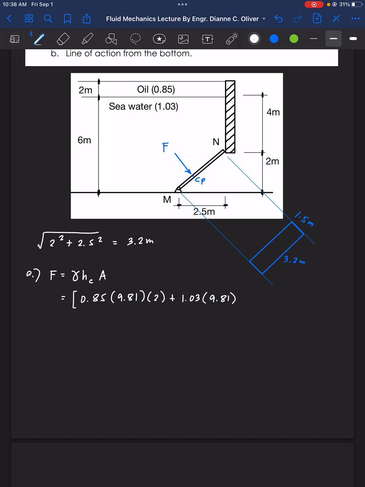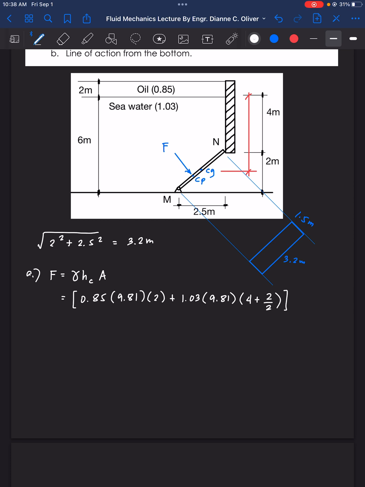How do we compute the height here? We need to compute it from the surface of the seawater up to the center of gravity. So where is the center of gravity of the gate? It's located here. So this height is equal to 4 plus 2 divided by 2. Okay, so that's the total pressure acting on the gate.